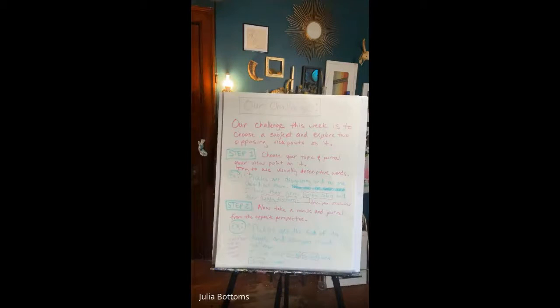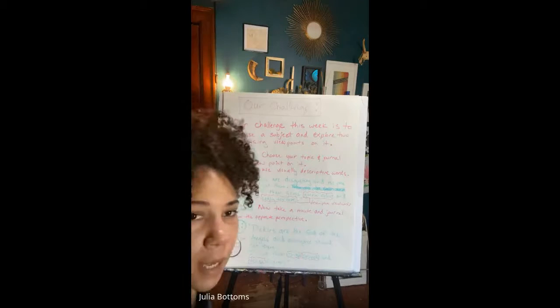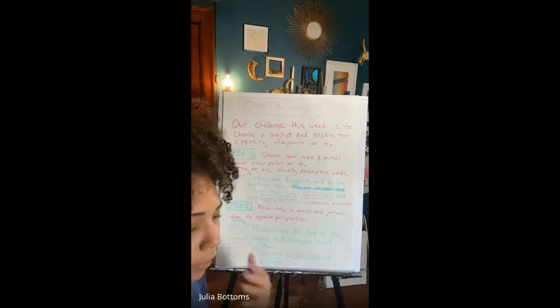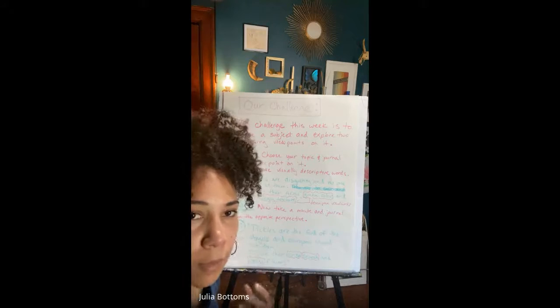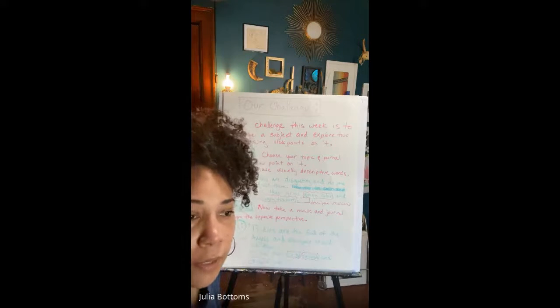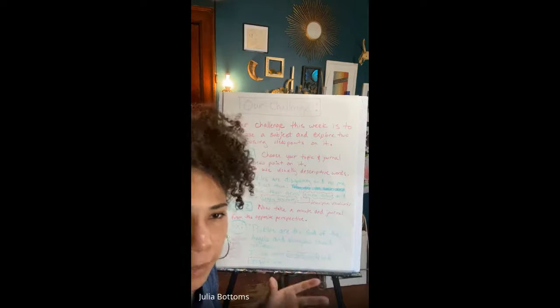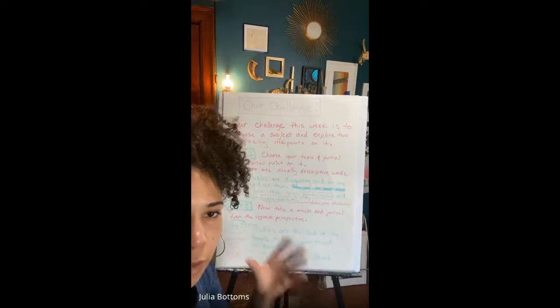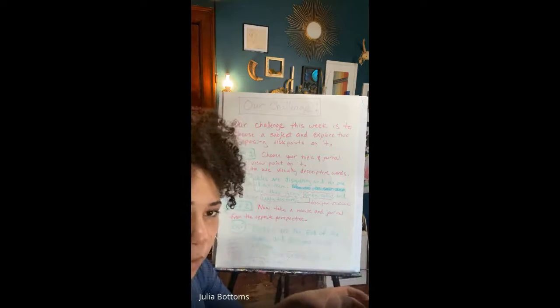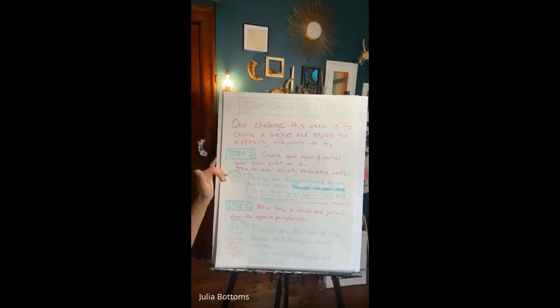So our challenge for this week is going to be to choose a subject and explore two opposing viewpoints on it. It can be something silly, it can be something serious, but basically you're going to want to find a topic that you feel kind of neutral about. I'd say you're not 100% decided, but you have an opinion on one part of it. And for step one, you're going to choose your topic and journal your viewpoint on it. Try to use visually descriptive words.